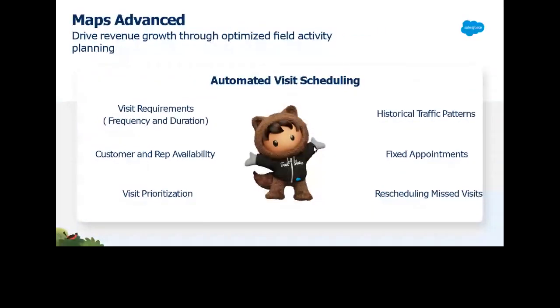Moving on. So automated visit scheduling, right? It will show us the customer's or the rep's availability. We can then prioritize their visits and look at historical traffic patterns. So Maps will also help us identify that you should not go to this account today, because it can show us that there may be a 1 hour or 2 hour traffic delay. It'll show us our fixed appointments. We can directly reschedule our missed visits. We can do this all within the Salesforce Maps interface. We don't need to go into our Salesforce interface, and we can do everything from mobile, because that's the most important thing for the sales reps who are on the field, right?